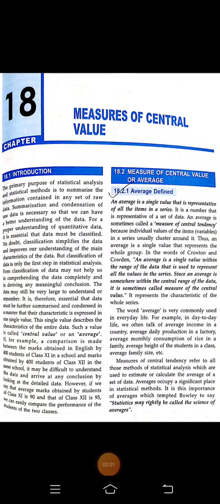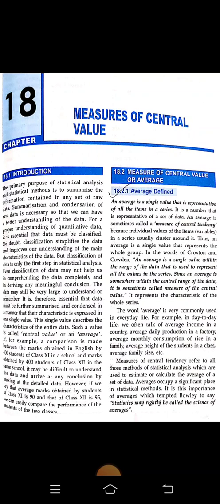We begin with chapter number 18 from your economics book of grade 11, and the name of the chapter is Measures of Central Value. In this chapter, numerous calculations are there, and that is what is important for your exam. So what is the meaning of average?